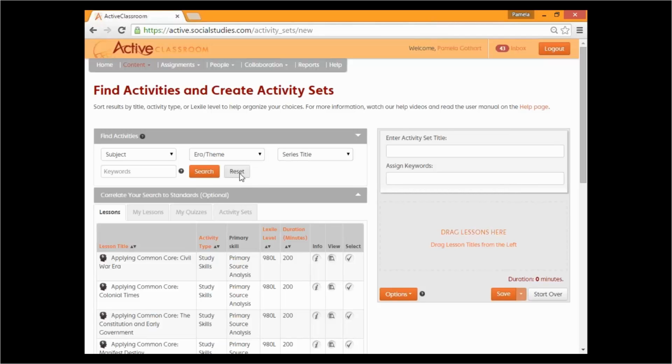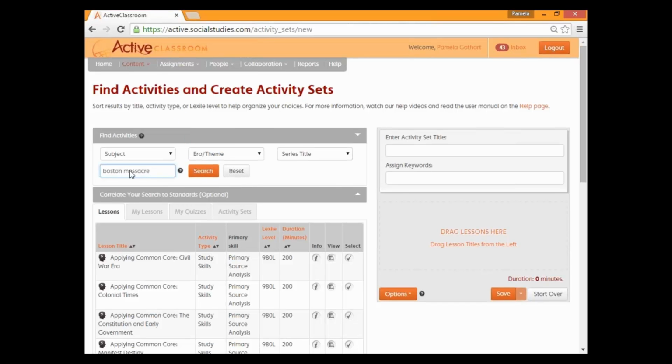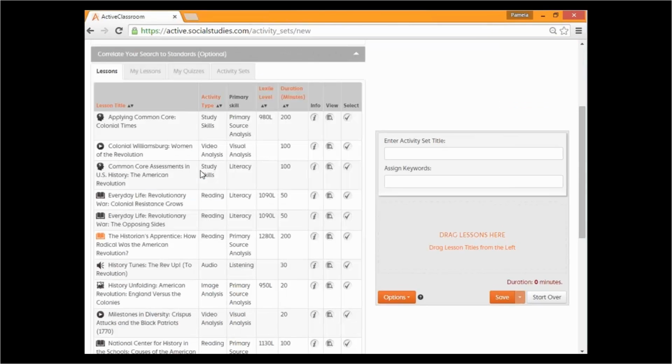First thing you always want to do is hit that reset button. Very important when you're doing searches to hit reset. So our next search is going to be, let's do a keyword search. For a keyword, let's use Boston Massacre and do our search for that.